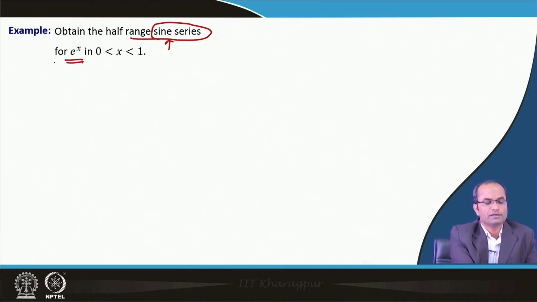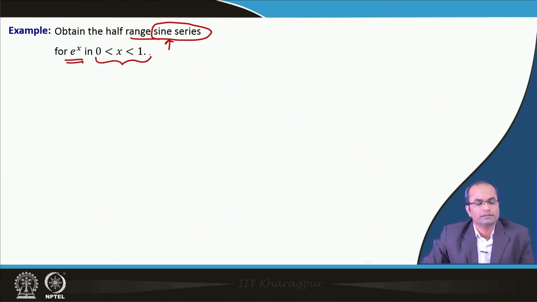So, the exponential function e power x is given in the region 0 to 1, and we want to write its sine series. That means we have to extend this function to the interval -1 to 0, so that over the whole interval -1 to 1 it becomes an odd function.